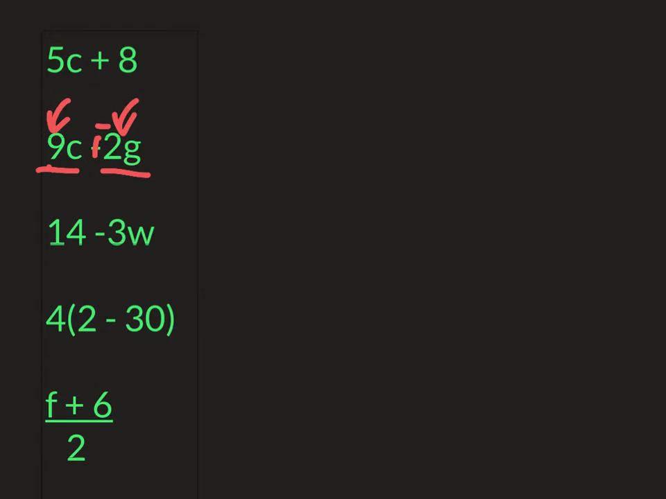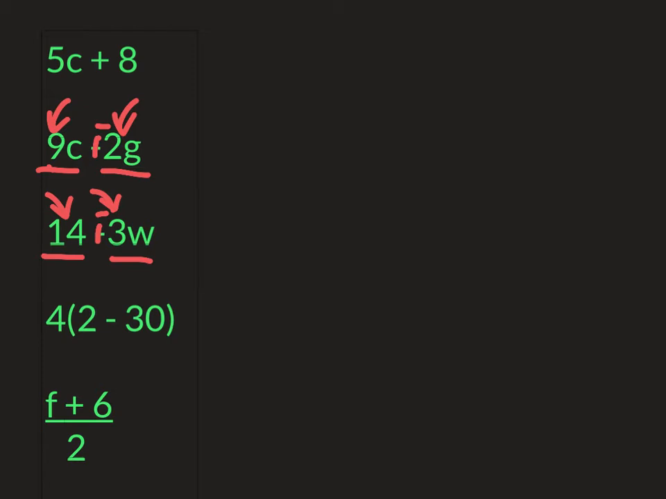If we go to the next one, leave, change, opposite. I have a constant term, 14, and I have a variable term, negative 3w, so I have two terms. It's an algebraic expression. My coefficient is negative 3. My constant is 14.